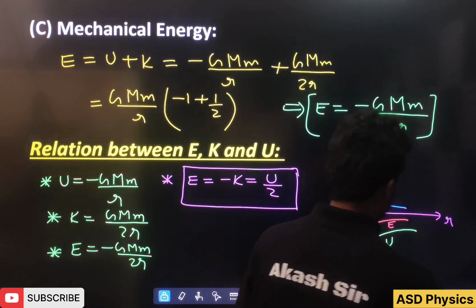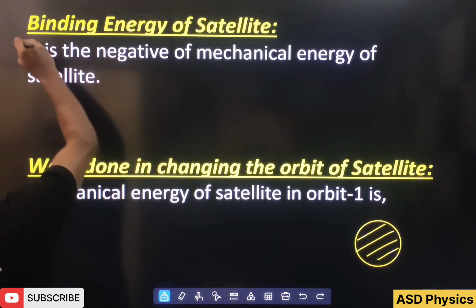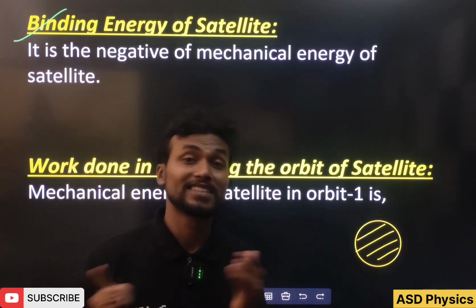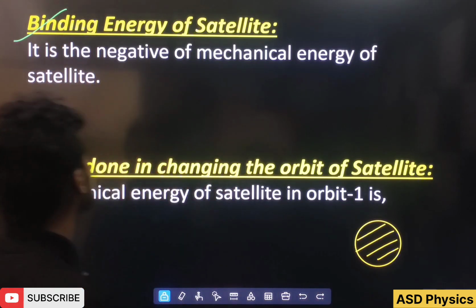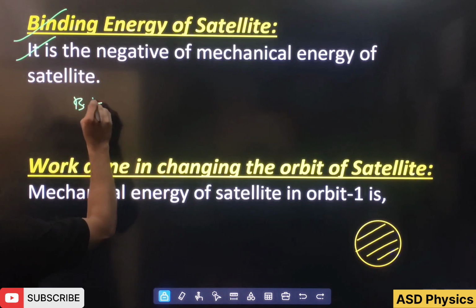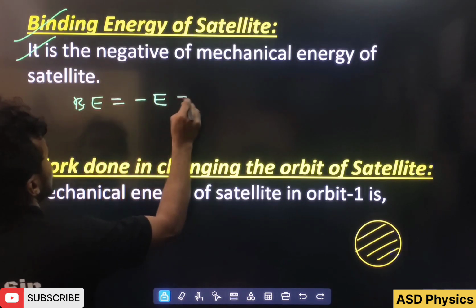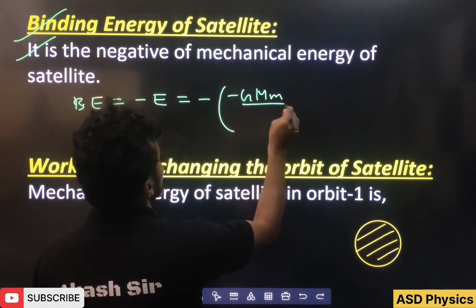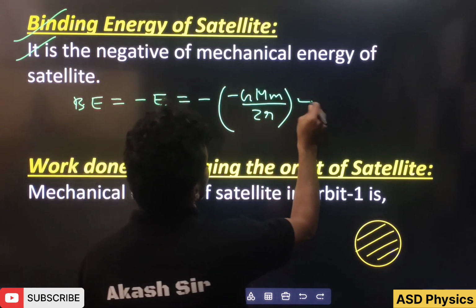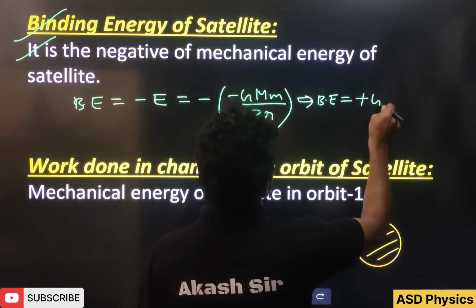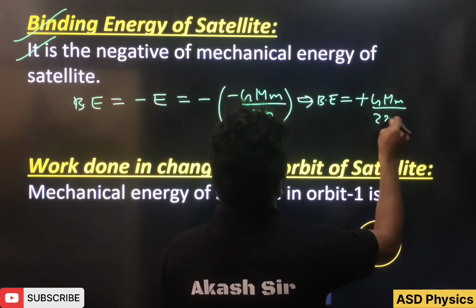Okay, students. Now next one, let's see binding energy of the satellite. Very common term because we have covered binding energy, escape speed, lot of things. So see please, what is this? It is the negative of mechanical energy of the satellite. Okay, so first we'll write here the binding energy is given by minus of E, that means minus, and here minus G capital M small m by 2r, or we can tell here this binding energy will come plus G capital M small m by 2r.